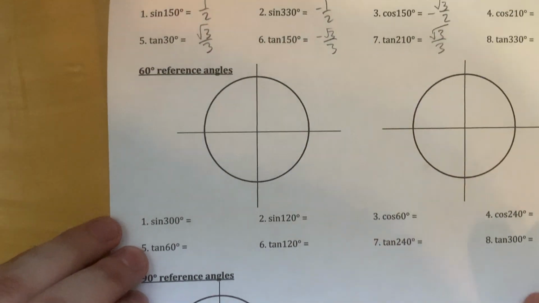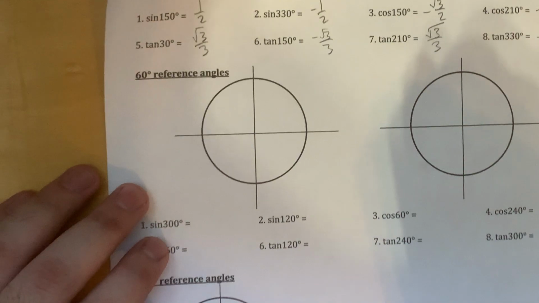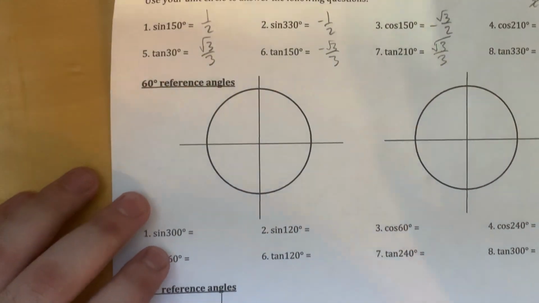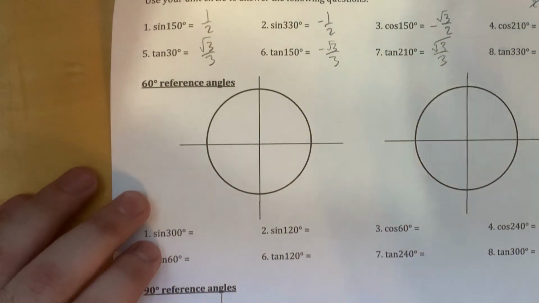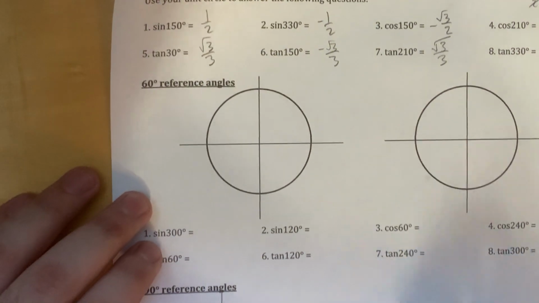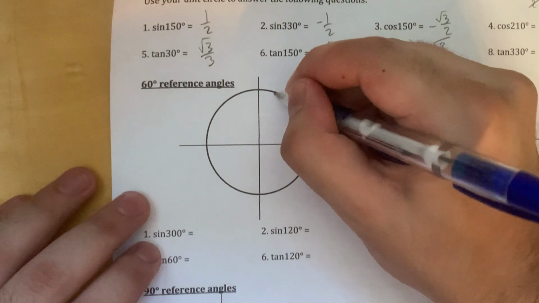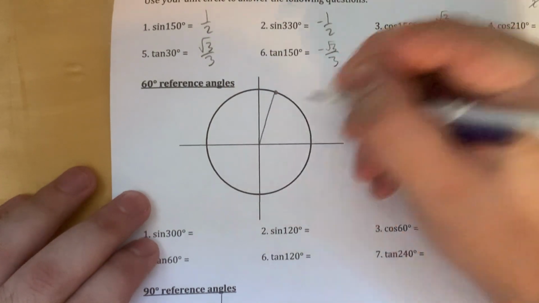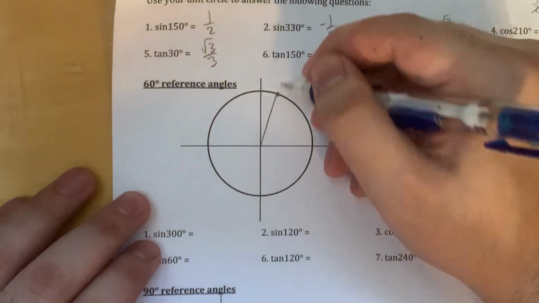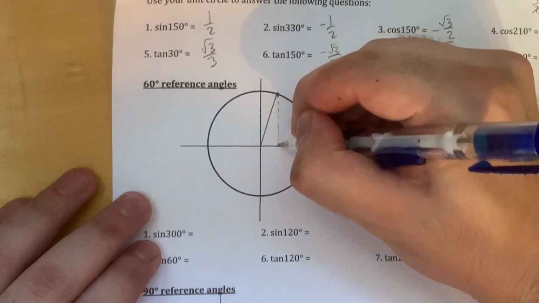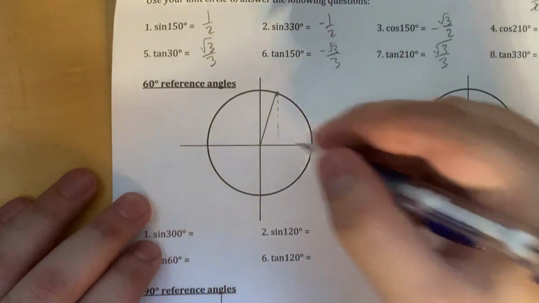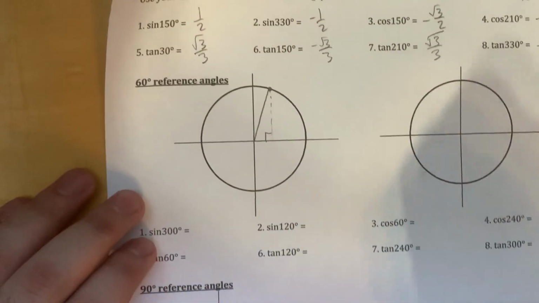All right. So now we have to do the 60-degree reference angle. And it's not any different. Not in the least bit. So let's do it. So it's going to be way up here. Bring it down, create my terminal side, then bring down, create a right triangle with the x-axis. There we go, bring that down there.